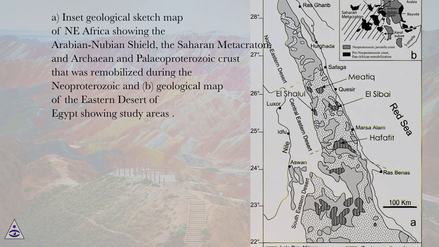A. Inset geological sketch map of NE Africa showing the Arabian-Nubian Shield, the Saharan Metacraton, and Archean and Paleoproterozoic crust that was remobilized during the Neoproterozoic, and B. Geological map of the Eastern Desert of Egypt showing study areas.